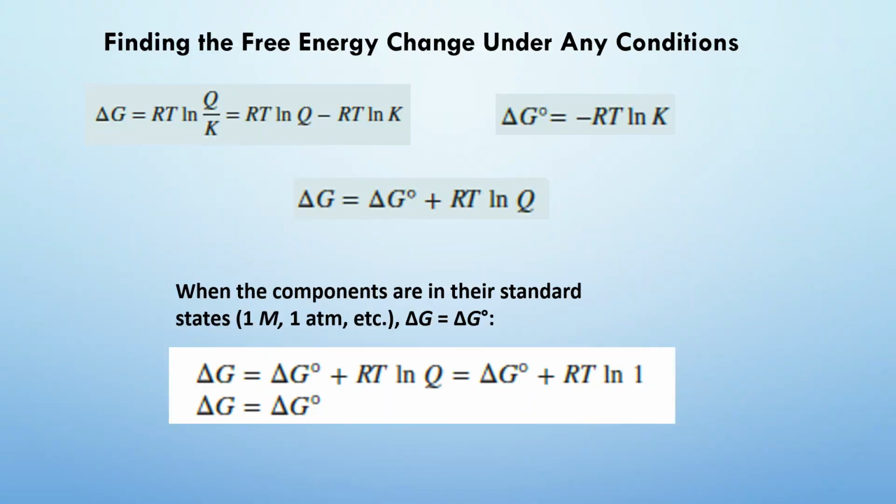Earlier we looked at the standard state, when we correlated the delta G and the equilibrium constant. So what if it is not at the standard state? Can we find the free energy change? The answer is yes. Even when not at the standard state, we can also find the delta G of a reaction.